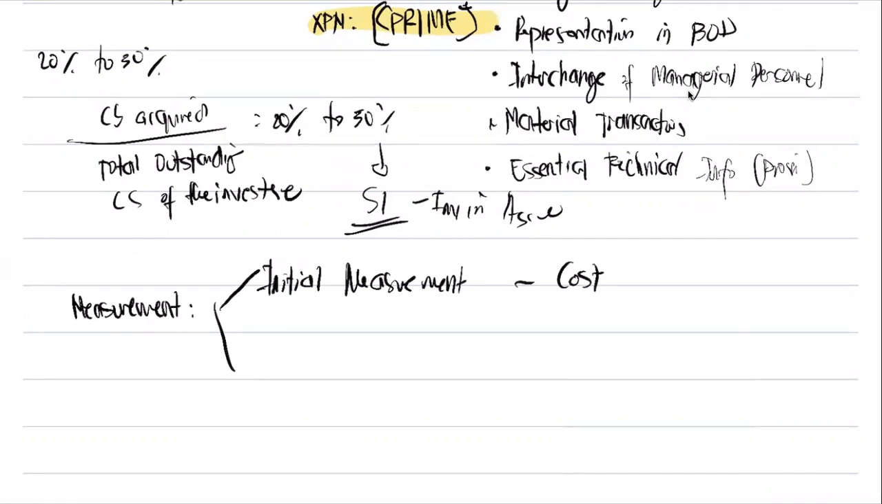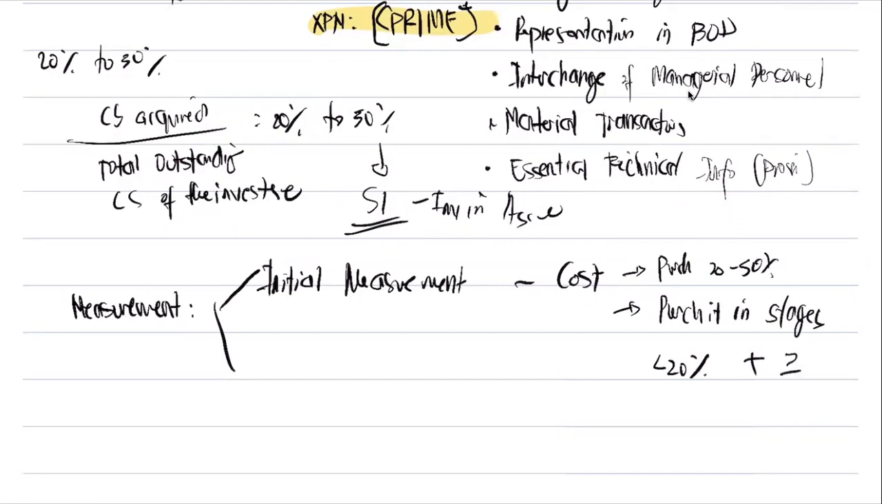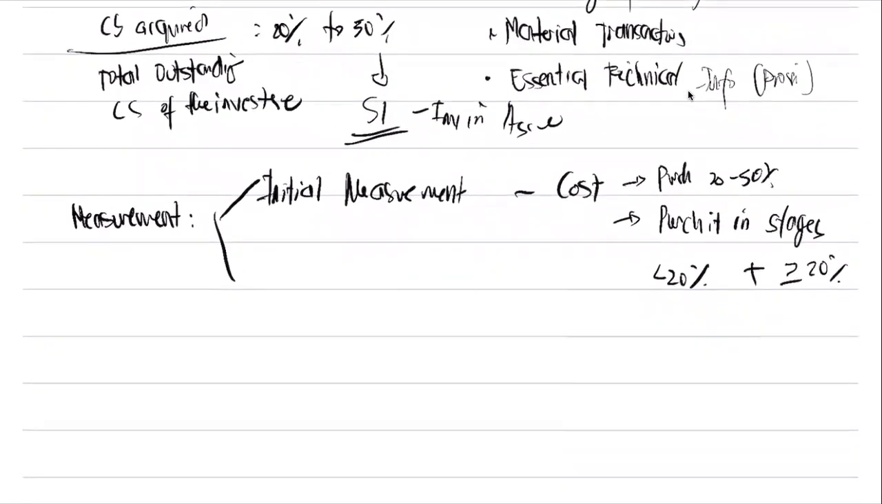However, take note for this particular investment in associate, if ever you purchase directly 20 to 50%, you account for it under cost. But what if you purchase it in stages? So what do we mean by purchase in stages? You have less than 20% initially, then you purchase additional, so you have now greater than or equal to 20%. So if it is acquired in stages, so what do we do?